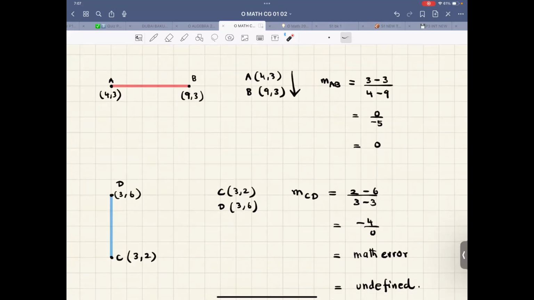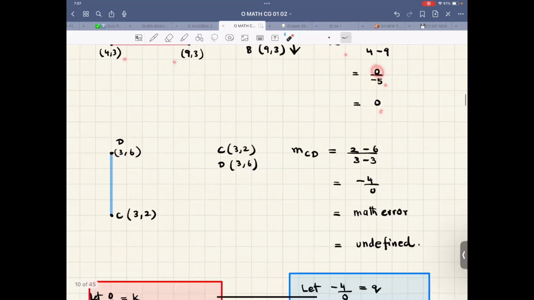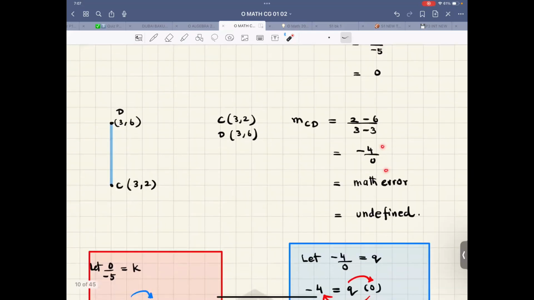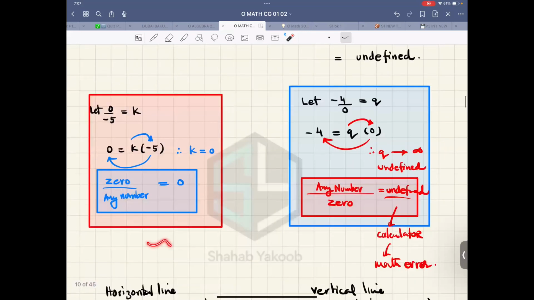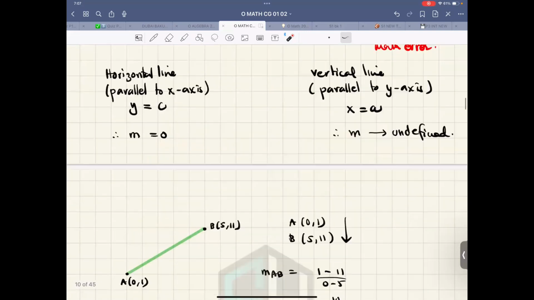Now, we talked about this. We took 2 points. We found the gradient: 0 divided by any number is 0. But any number divided by 0 is undefined. This is the logic that I've explained. This logic will also be used in P3 in A-level maths, just giving you a sneak preview of the future.